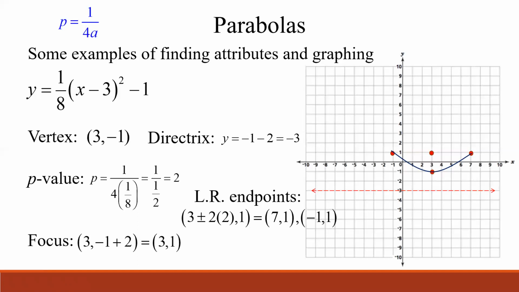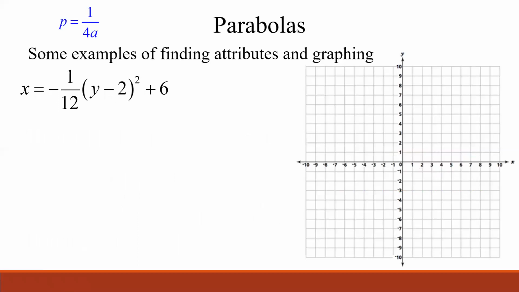Let's go ahead and do one that goes left to right here and see what that looks like. So here's the next one, and now we have x equals all this stuff, and don't forget the negative sign out front here. Okay, so again, the first thing you've got to do is find the vertex. I know it's x equals, so it's going to go right or left. I know a is negative, so that means it's going to the left.